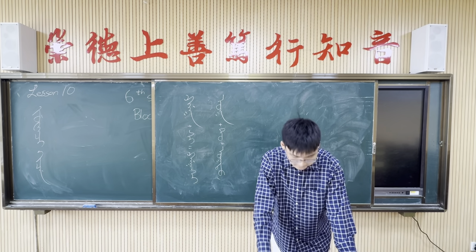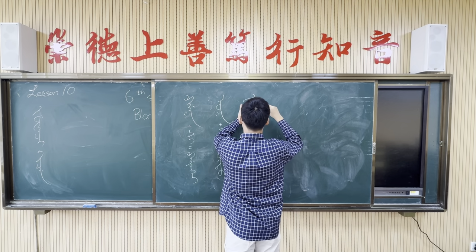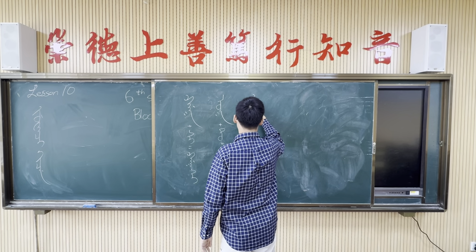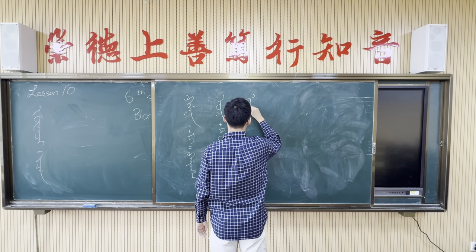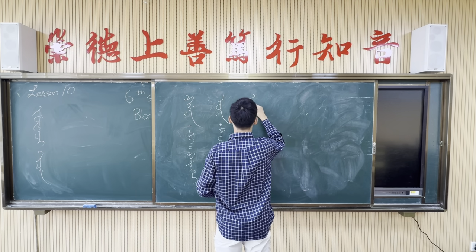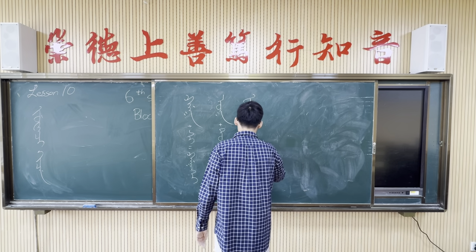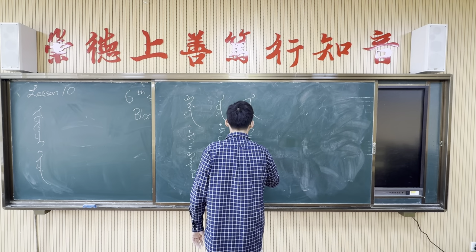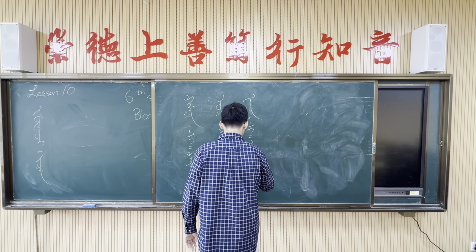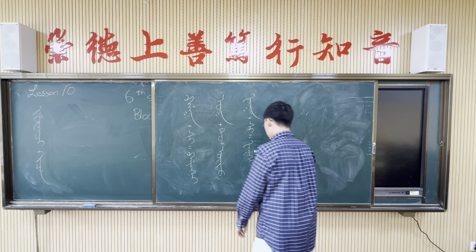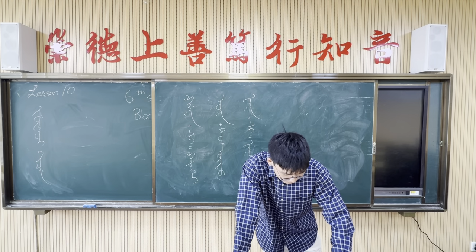Next we have faxi. Okay, let's rewrite this. Fac plus C equals to fac C. Fac C means craftsman.